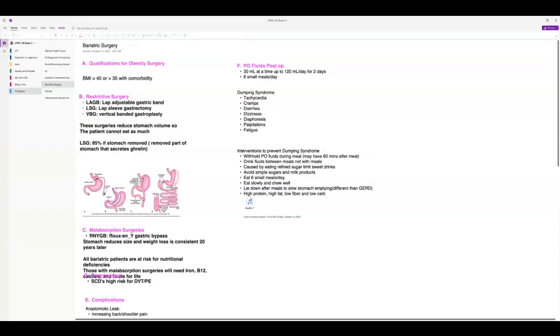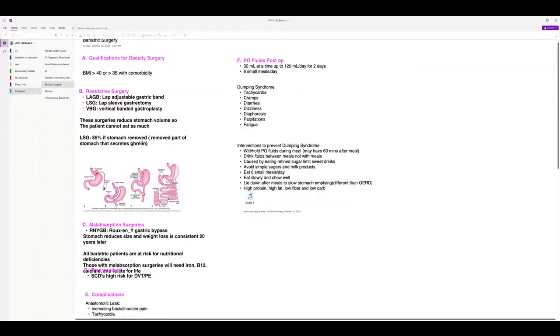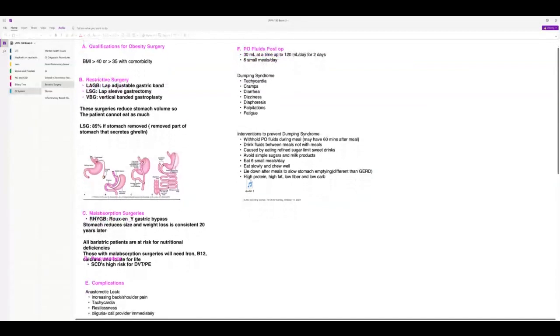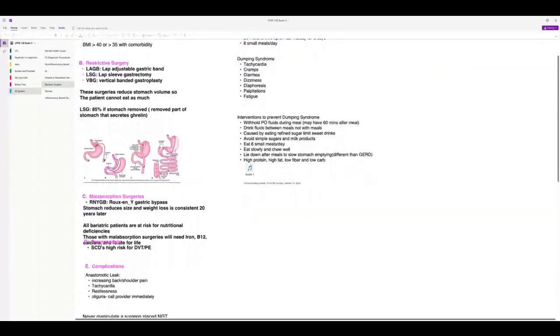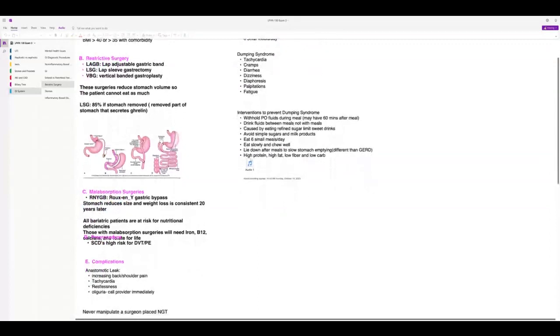Also, with the Roux-en-Y, it's a bigger surgery, and there are complications with it. For example, after the surgery, you're going to be looking for an anastomotic leak. That means a leak with the anastomosis that the provider does. The anastomosis is when they sew two areas of the body together. That's what that is.